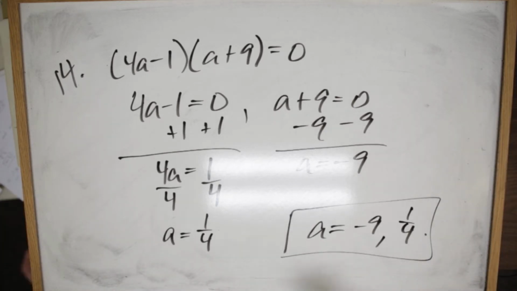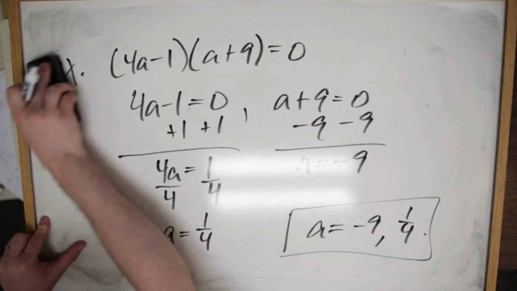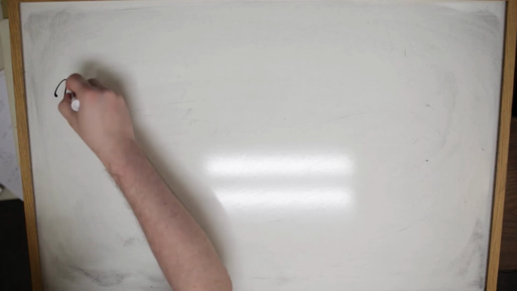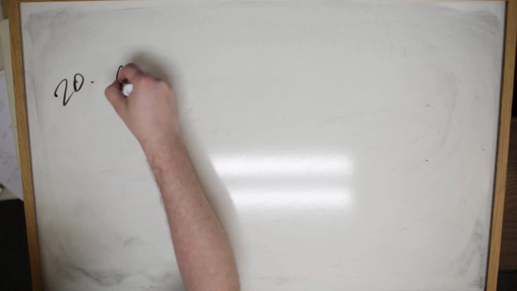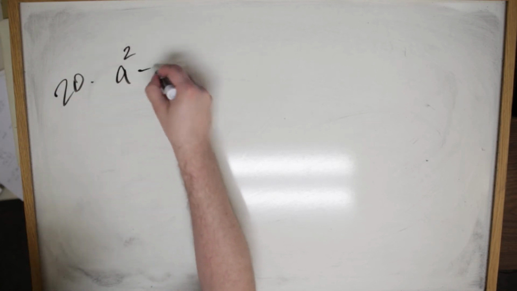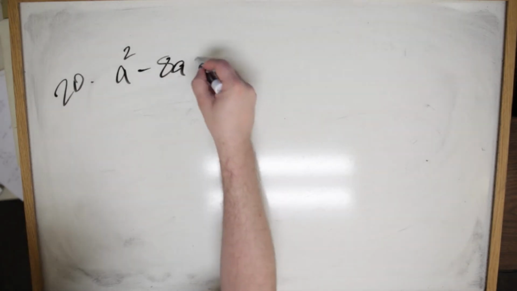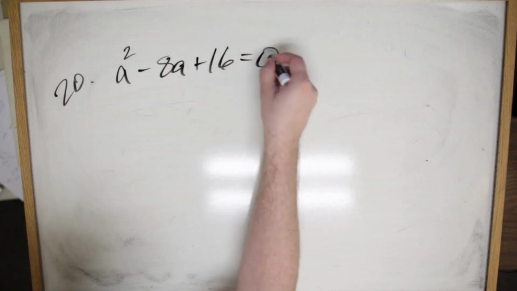Now, what about a situation where we don't have the factored form given to us? We have to actually factor it. Oh man, we're ramping up difficulty. Here we go. Question 20. A squared minus 8a plus 16 is equal to 0.